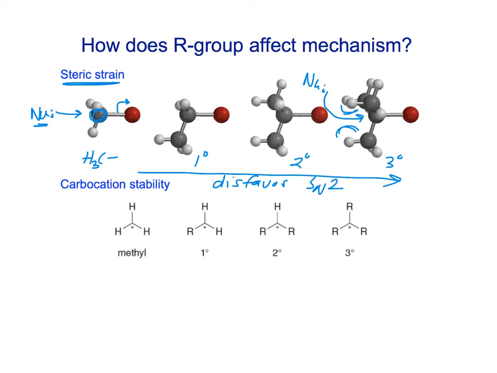The second thing that plays a role here is the stability of the intermediate. Remember, we form a carbocation as the intermediate in the SN1 mechanism. So we need to understand, as we go from methyl to primary to secondary to tertiary carbocations, how does this substitution affect the stability? What we find is that the stability of the carbocation increases as we add more alkyl groups.